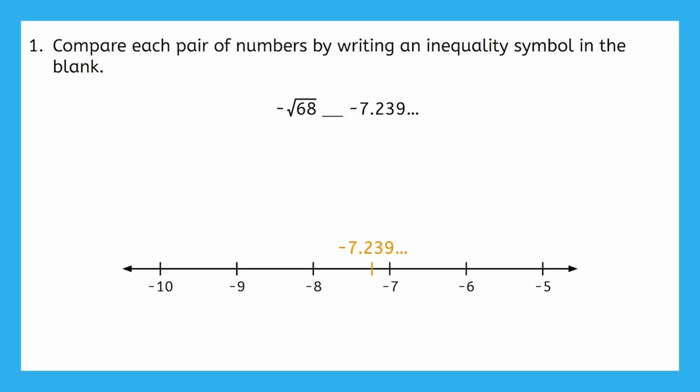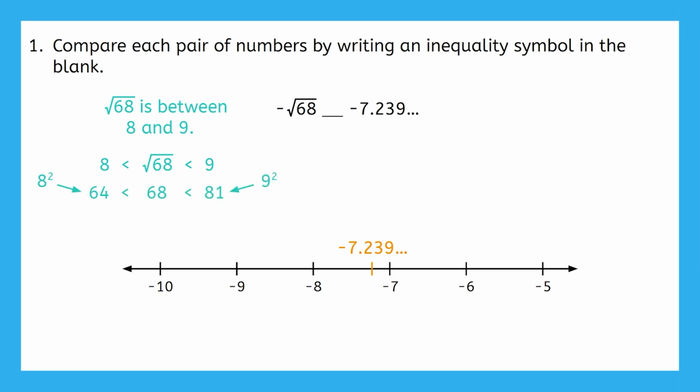For the negative square root of 68, we can use the same strategy as before. The square root of 68 is between 8 and 9, because 8 squared is 64, and 9 squared is 81. But since we have the negative square root of 68, we just change positive 8 and 9 to negative 8 and 9. So the negative square root of 68 is between -8 and -9.